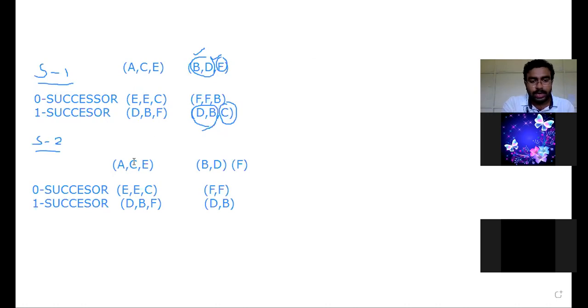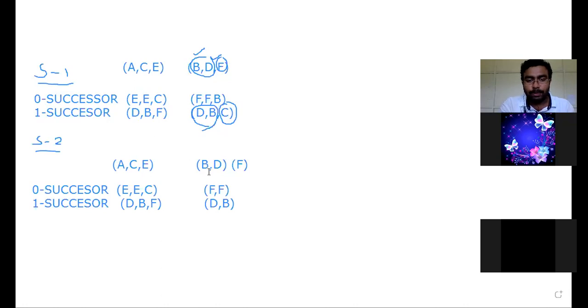AC one group. Yes, AC is one group, students. E is a separate group. Why am I separating E as a separate group? Since the one successor of E, F, is available in another group. That is why I am partitioning AC into one group and E into another group here.